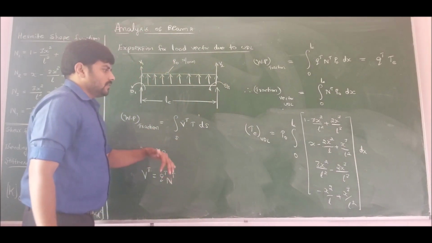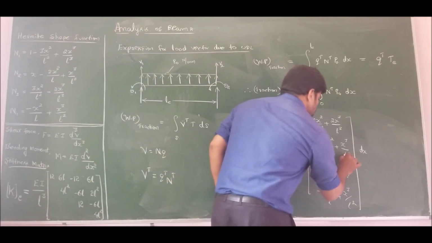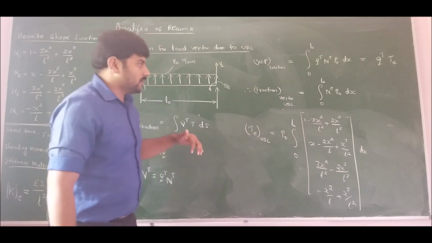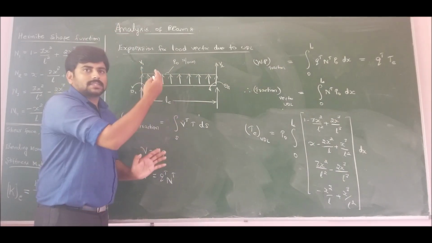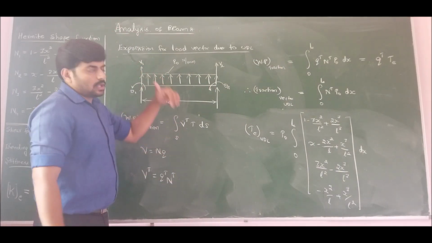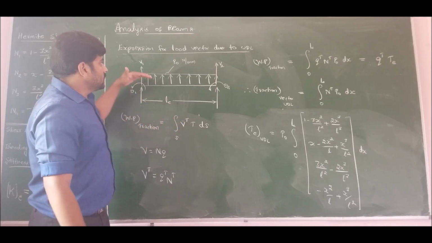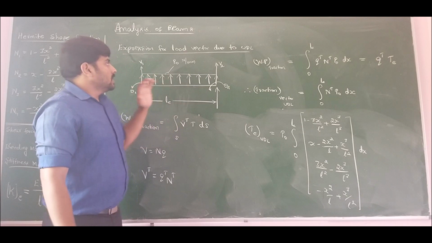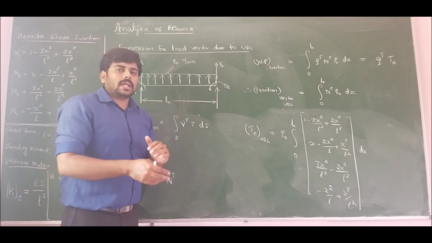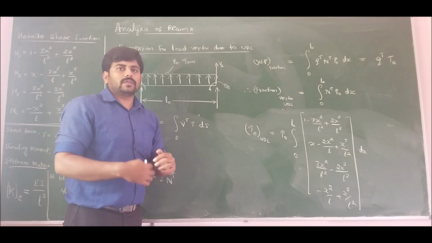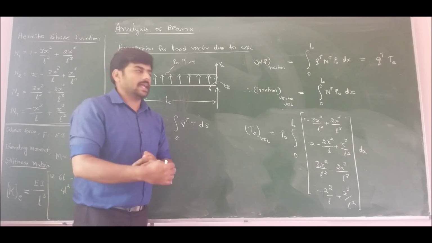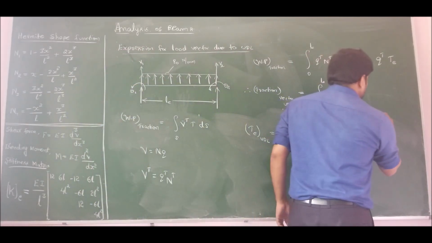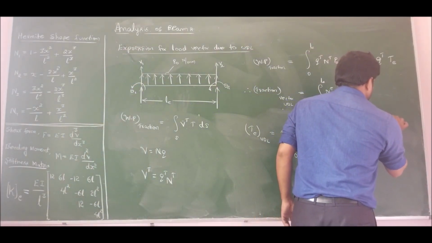And a very important thing one has to remember is the sign convention. The sign convention we are going to follow is: if load is acting upwards, it is treated as positive; if load is acting downwards, it is considered negative. Here the load is acting upwards, so the loads are considered positive. Coming to the moment, if the moment is acting counterclockwise it is treated as positive, if the moment acts clockwise it is treated as negative.